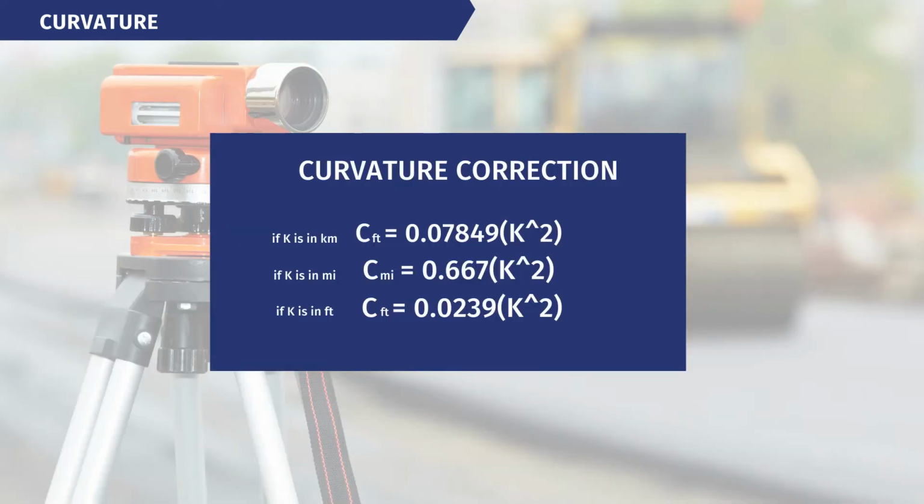So to solve for the curvature correction, we have these formulas where the constant will be different depending on the units intended for the solution. If K is in kilometers, then C is equal to 0.07849 times K squared. If K is in miles, then C is equal to 0.667 K squared. If K is in feet, then C is equal to 0.0239 times K squared.